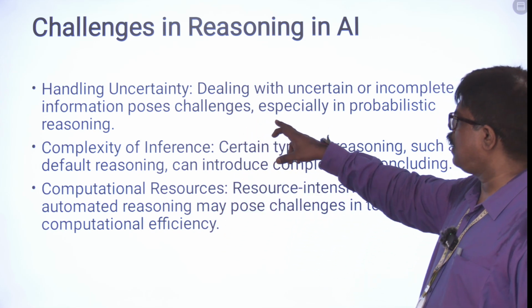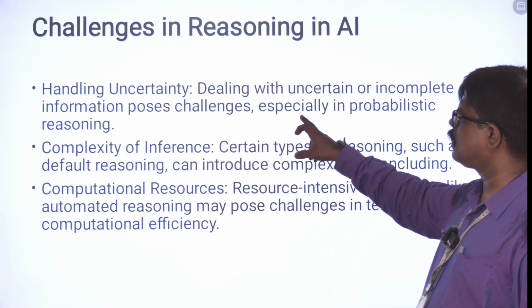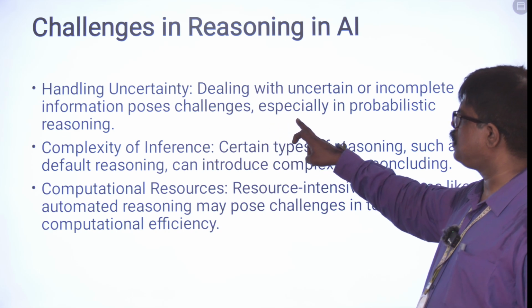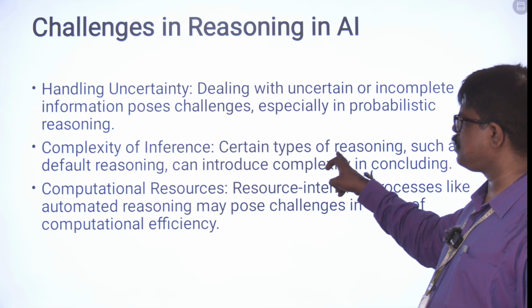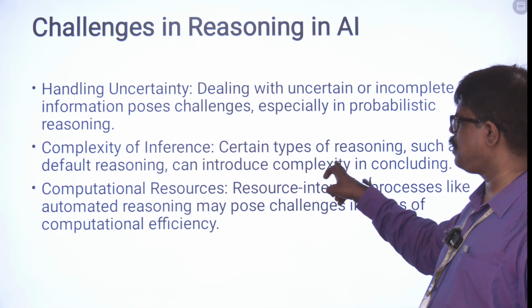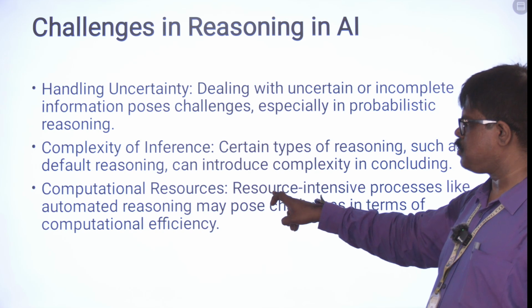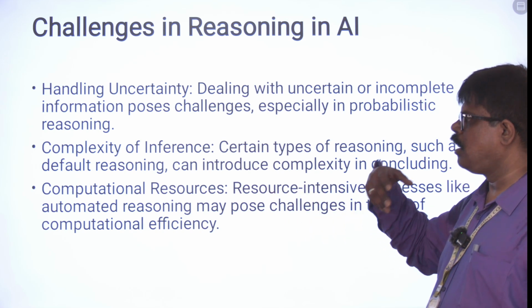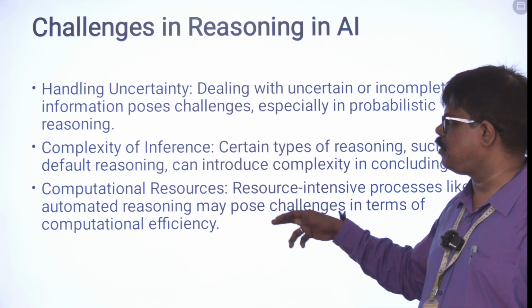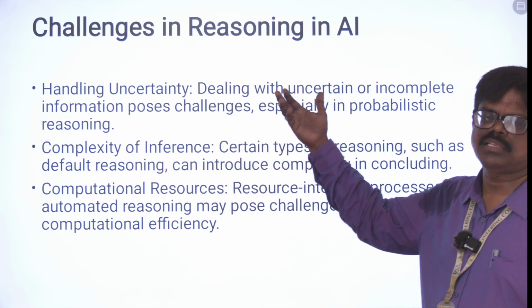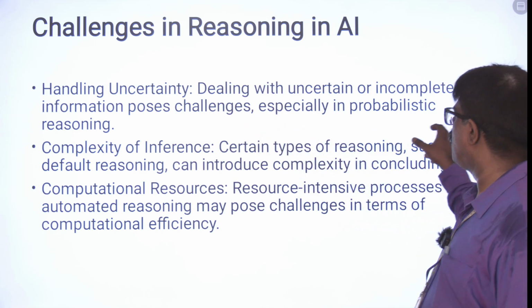In handling uncertainty, dealing with uncertain and incomplete information poses challenges, especially in probabilistic reasoning. Complexity of inference: certain types of reasoning such as default reasoning can introduce complexity in concluding. Computational resources: resource intensive processes like automated reasoning may also pose challenges in terms of computational efficiency. These are the various challenges of reasoning we are facing in AI.